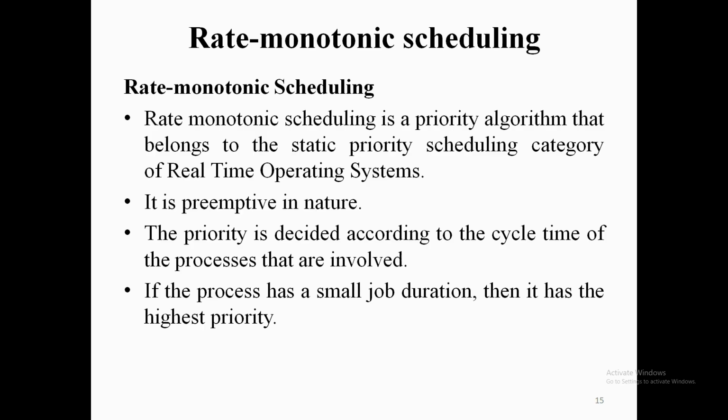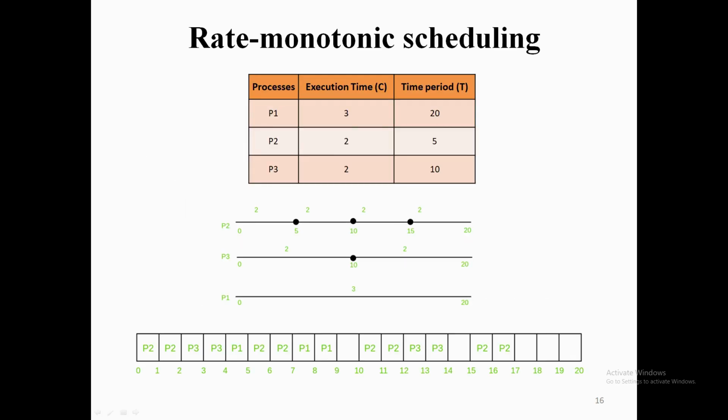So with an example, we can discuss in detail what rate monotonic scheduling is. Here we have taken three processes, P1, P2 and P3, with their execution times and time periods. P1 has a time period of 20, which is the largest one, P2 has the least, which is 5, and P3 has a time period of 10. This time period indicates how long before the process is repeated again and again in the process execution, right?